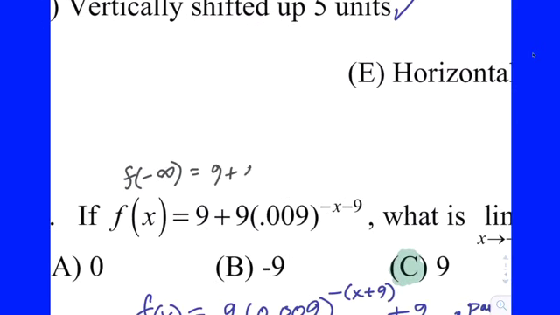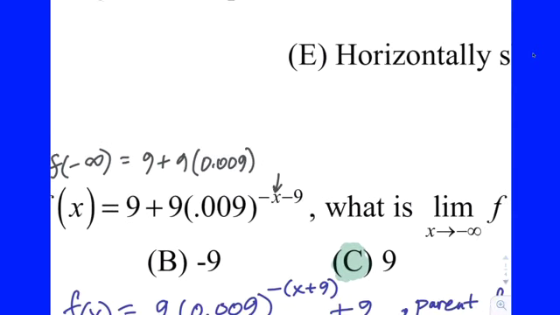You get 9 plus 9 times 0.009 to the, now be careful, when you plug in a negative infinity for x, you get negative times negative infinity, which makes that what? Positive infinity minus 9. And now we just simplify it. What is infinity minus 9? Infinity, right? What is 0.09 to the infinite power?